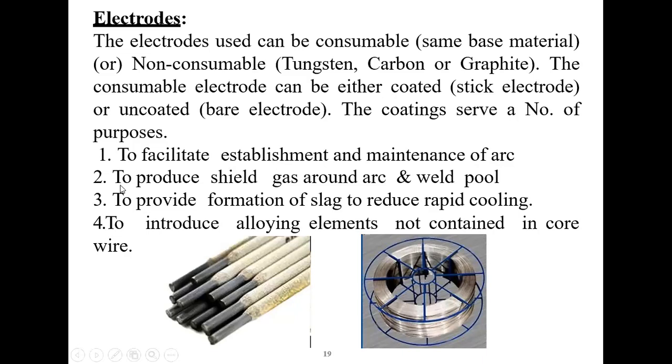Other points are there, like to provide the shielding gas around the arc and weld pool, to provide the formation of slag to reduce the rapid cooling. Actually, this slag is also a welding defect. Another one is to introduce the alloying elements not contained in the core wire. These are the several purposes for the electrode coating.